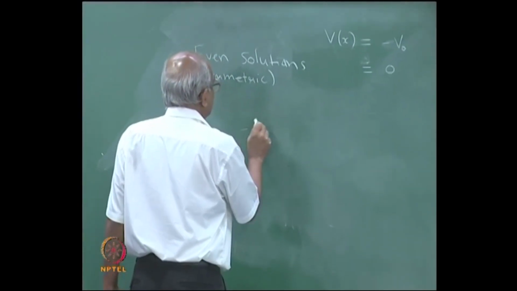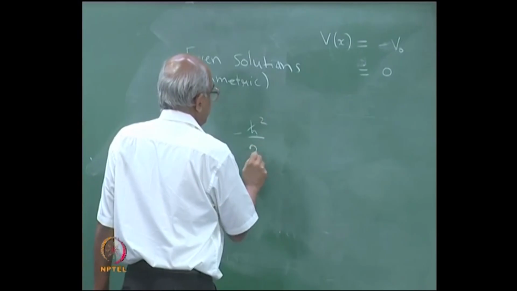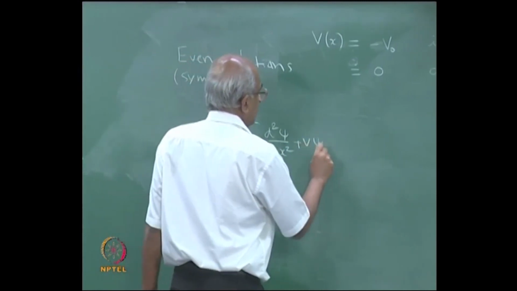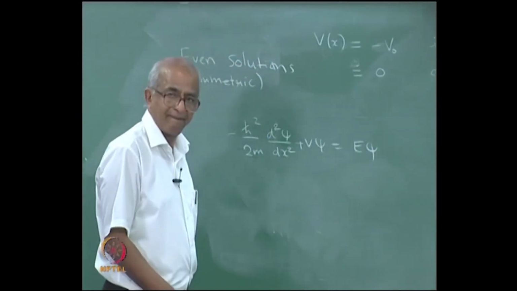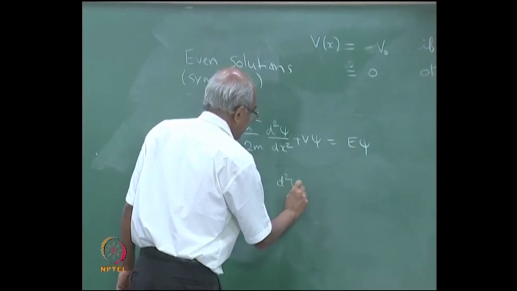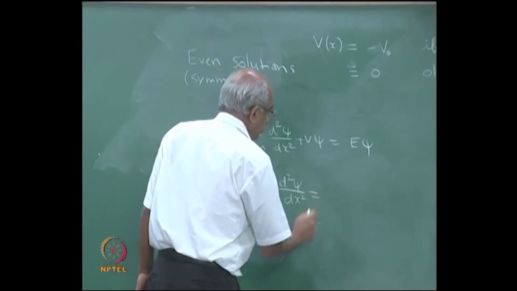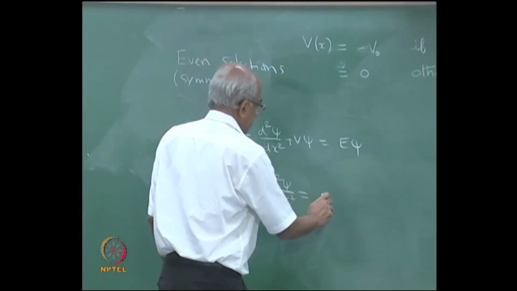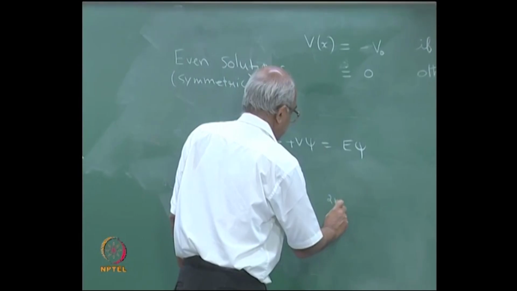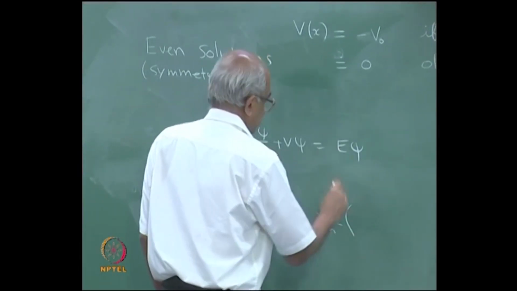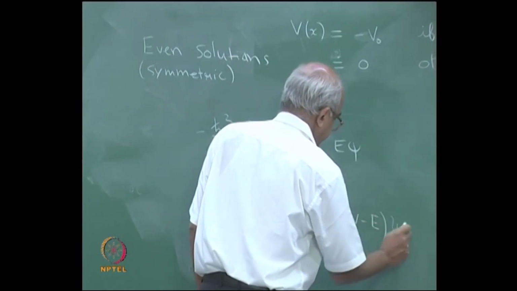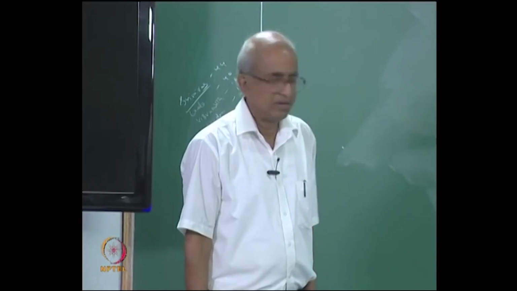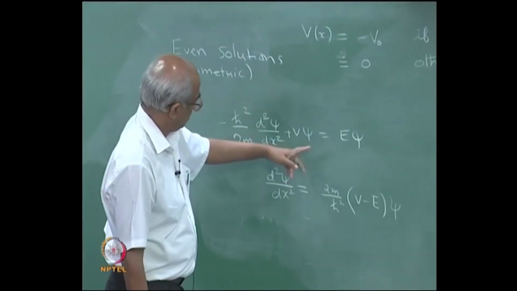In general, it says that minus h cross square by 2m. Here I am telling you something that is very general. This is the Schrodinger equation, and you can rearrange this and say, okay, this means that d square psi by dx square is equal to how much? You just rearrange, you are going to say, okay, it is going to be 2m by h cross square times V minus E into psi. Is that okay? Right. If I rearrange this, yeah, this is okay.